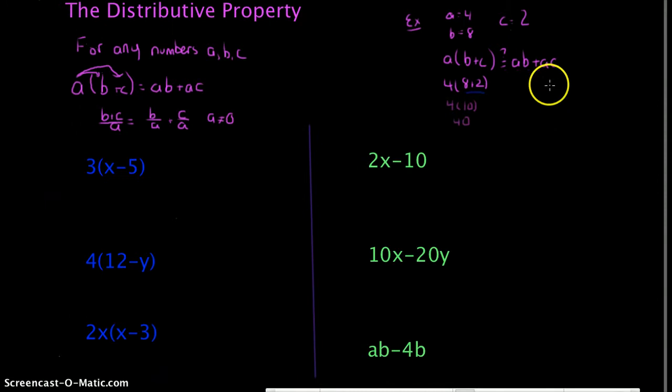So now we want to test to see if the other side works, then that shows us that that's an example of the distributive property. AB means A times B, so it's going to be 4 times 8. And A times C is going to be 4 times 2. So 4 times 8, right? Now I'm going to multiply first, 32. Plus 4 times 2 is 8. Okay, so now I've just got 32 and 8, which add to 40. So I see that 40 does equal 40, so that checks out.